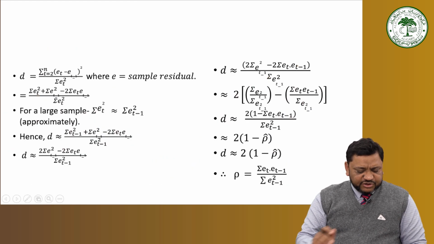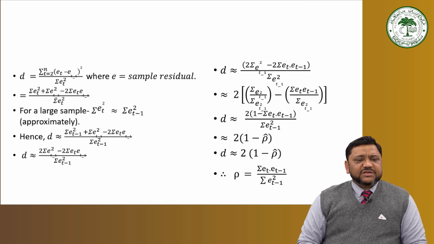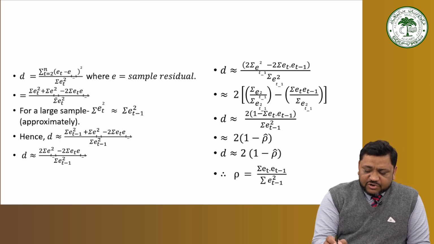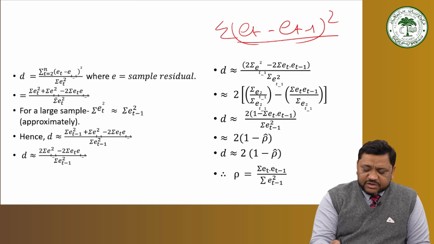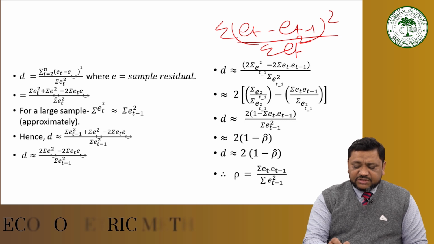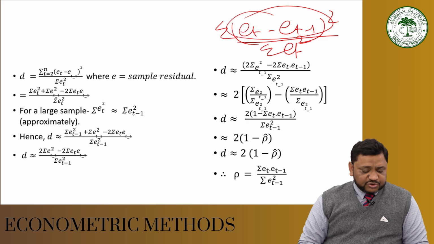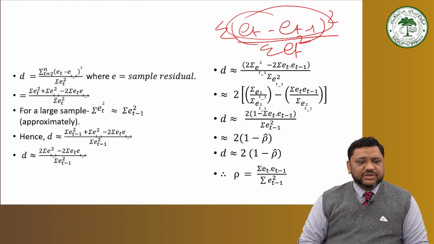We do a small derivation which we are showing you. The Durbin-Watson statistic is equal to the summation of (e(t) minus e(t-1)) whole square divided by the summation of e(t) square. Now the upper term is nothing but (a minus b) square. We can expand this as the summation of e(t) square plus the summation of e(t-1) square minus 2 times the summation of e(t) e(t-1), divided by the summation of e(t) square.